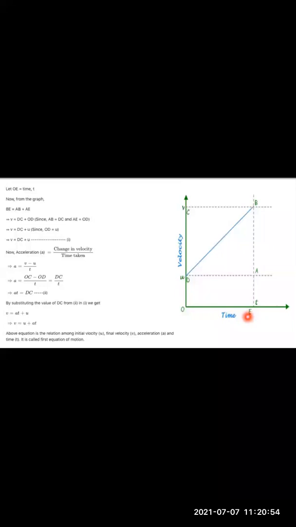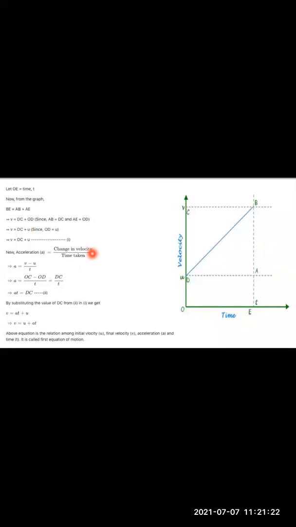Okay, we say OE equal to t, BE equal to BA plus AE, but BA and CD are the same, so instead of BA I'll substitute CD. AE and OD are the same, so instead of AE I'll substitute OD. We'll rearrange the terms. Then we come to acceleration.